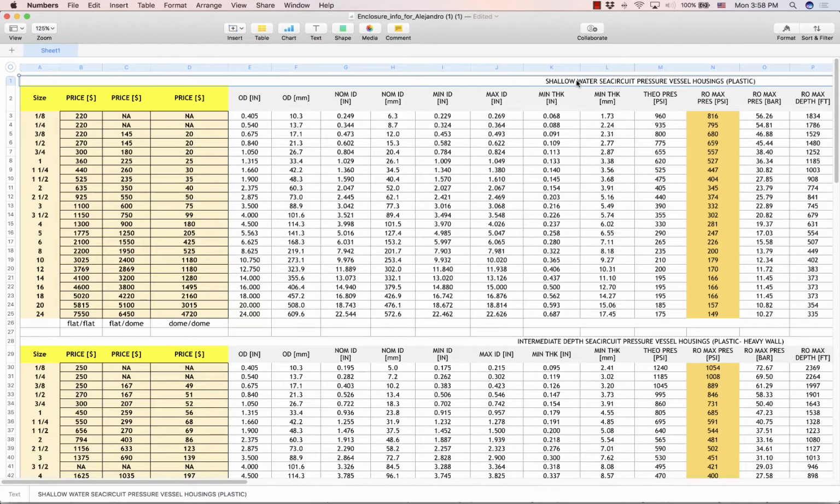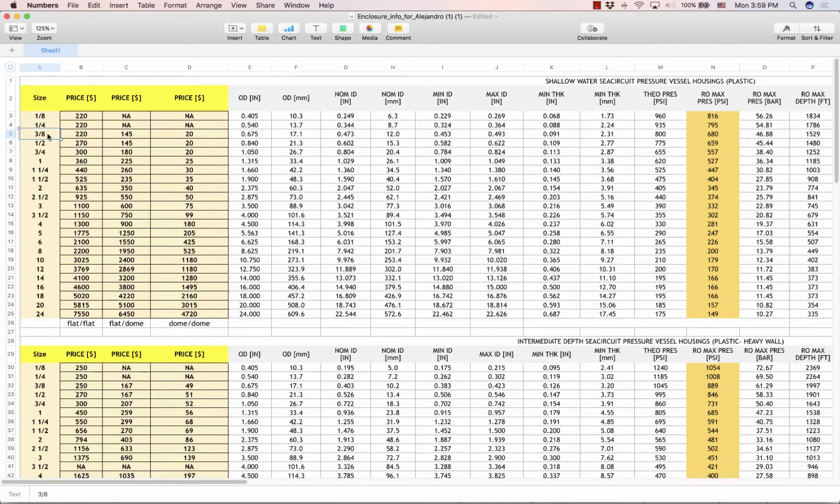For example, the shallow water C circuit on the size 1/8 will cost 220 when the end cap 1 is flat and the end cap 2 is flat. When it says not applicable, for example here when end cap 1 is flat and the second one is dome, means they don't sell it with this configuration. So they don't have it for the size 1/8. If it was size 3/8, then they do sell it, and the price is 145 for this configuration.